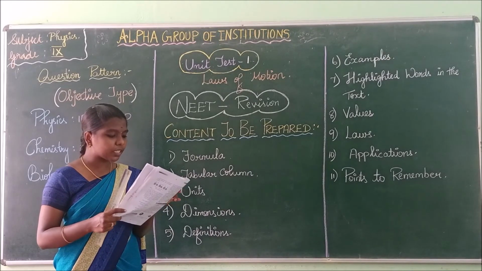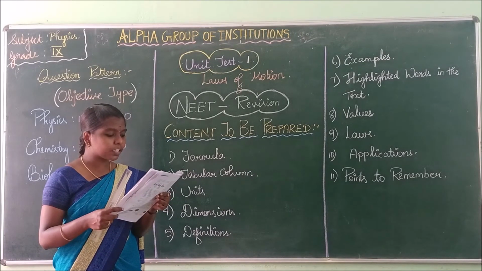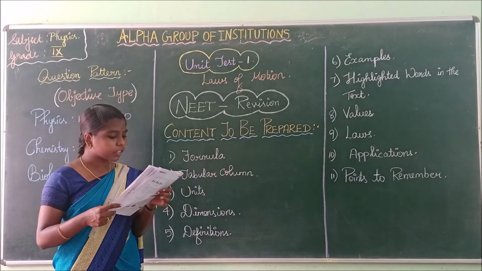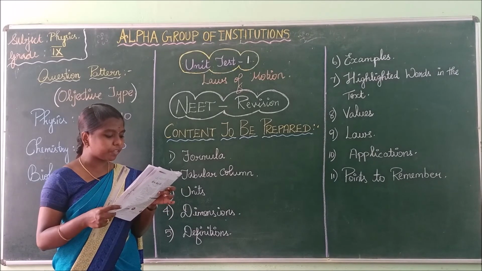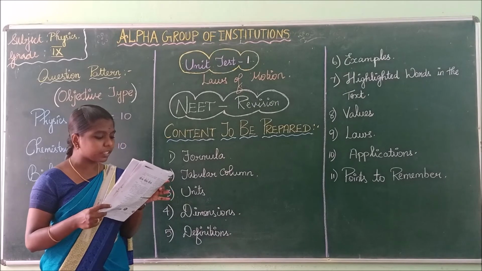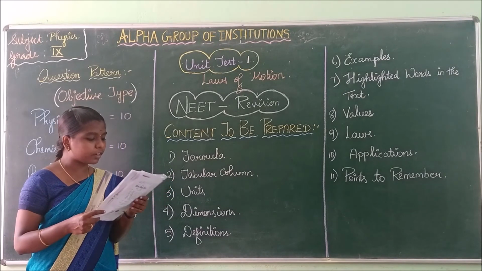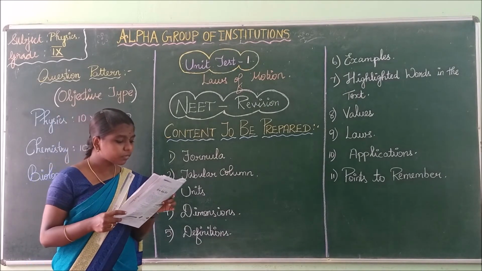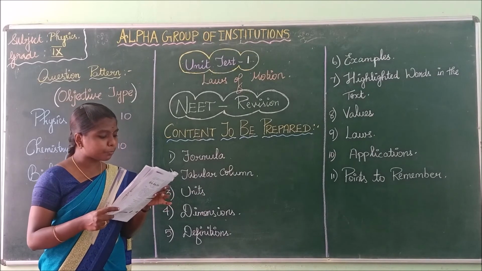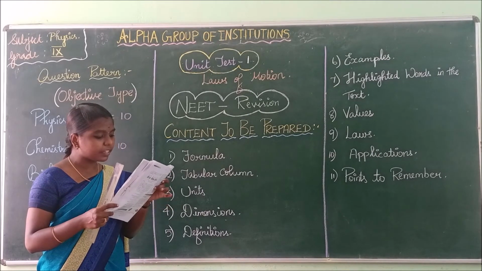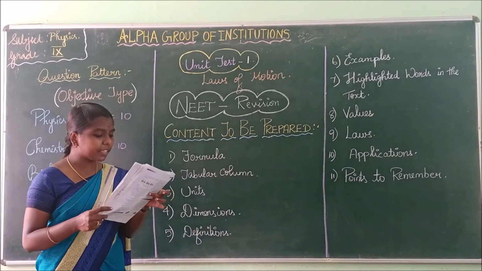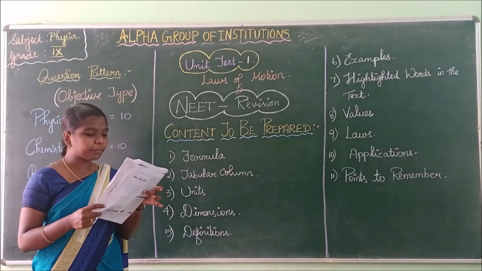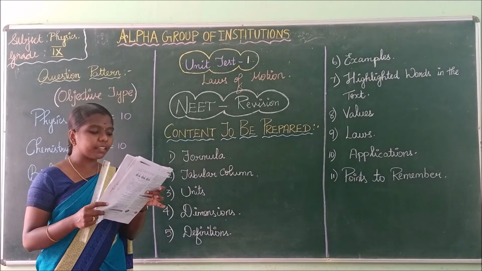Next, see page number 9. The value of the gravitational constant in SI unit is 6.674 into 10 power minus 11 Newton meter square kilogram power minus 2. Underline the value. Yes, underline the value.